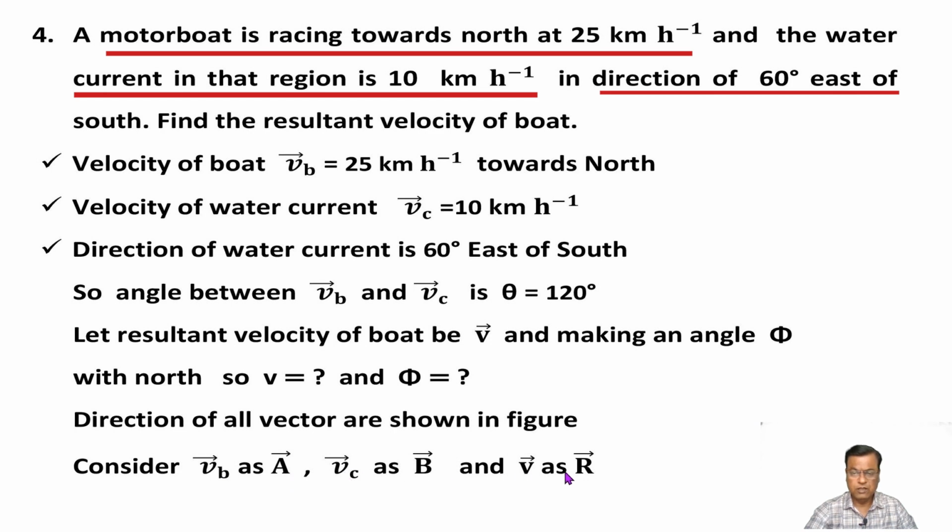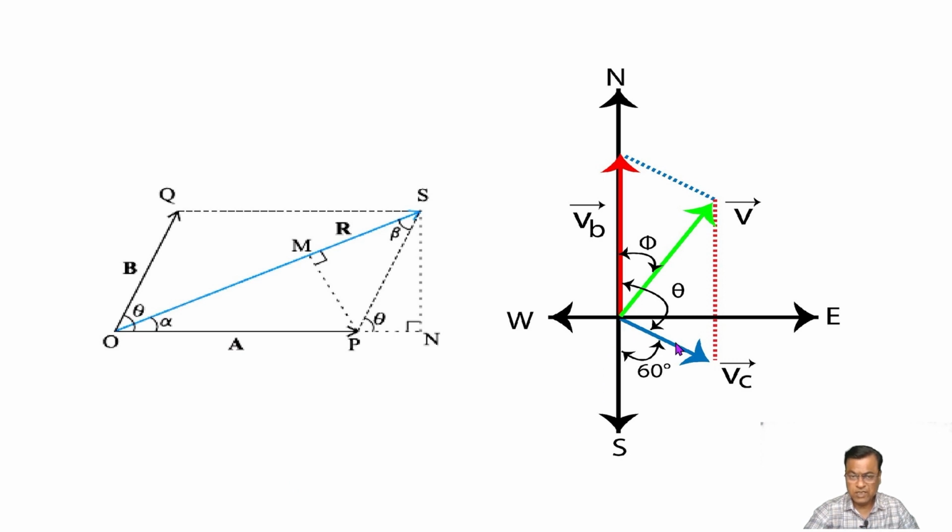Listen here, this is the main theory. Here is the A vector and this is the B vector. So the resultant vector R equals A plus B. Here resultant vector R is making an angle alpha. So I'll consider alpha as equal to phi. Consider the A vector as VB and VC as the B vector.